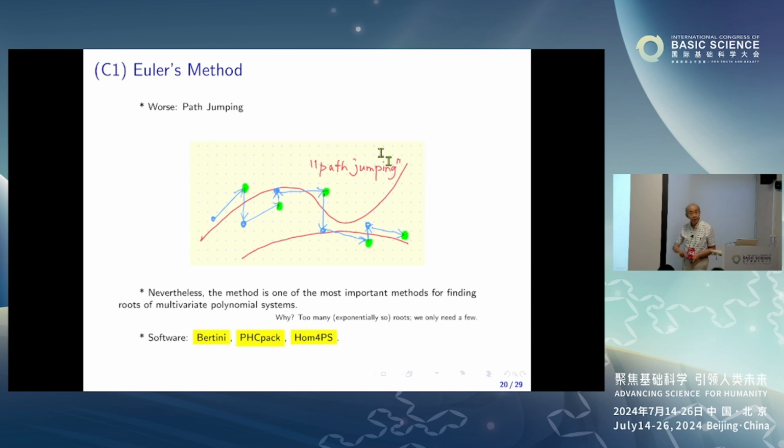And worse, in certain applications, you have to make sure you don't jump to the wrong path. You're trying to follow this path. But in this zigzag thing, suddenly you jump onto the second path at the bottom, and you don't know that. All right? And that's serious. Nevertheless, this is a very important method for finding roots, especially in higher dimensions. And there is software: Bertini, PHCpack, HOM4PS, and so on.